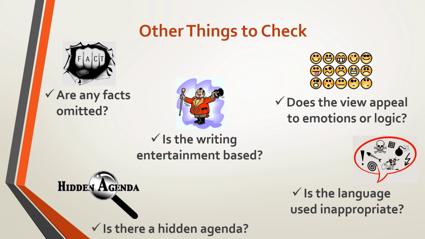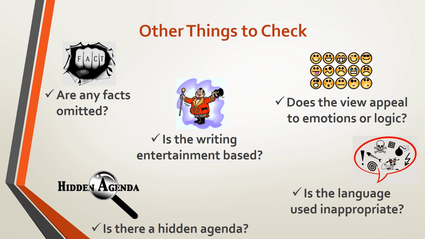Also look for other clues of bias. Are facts omitted? Is the writing geared for entertainment? What about the appeal to a reader's emotion? Is the language used appropriate?